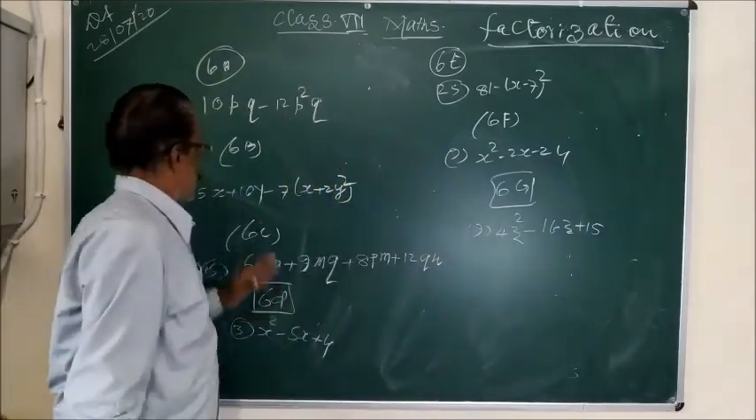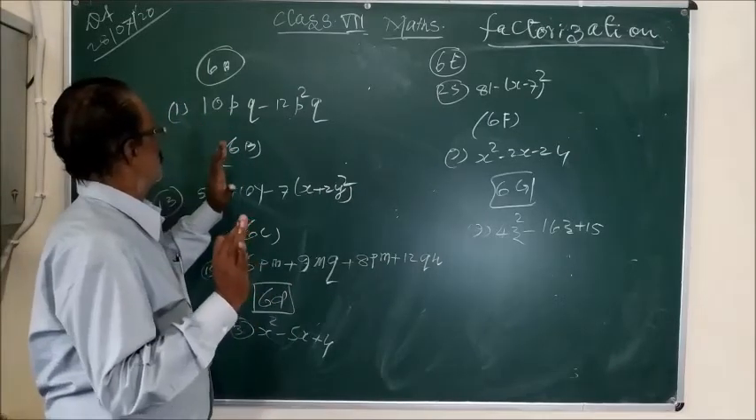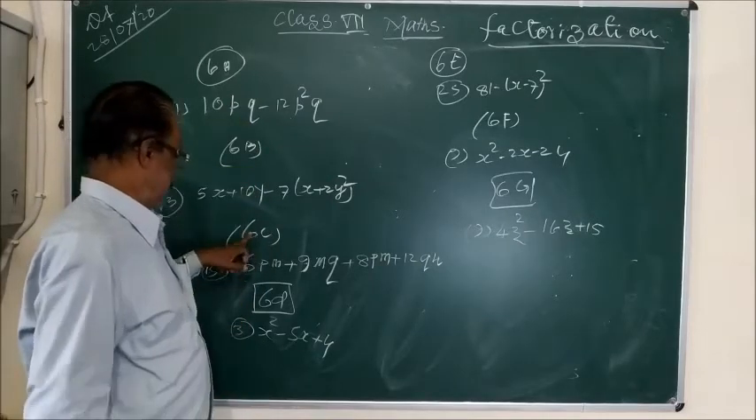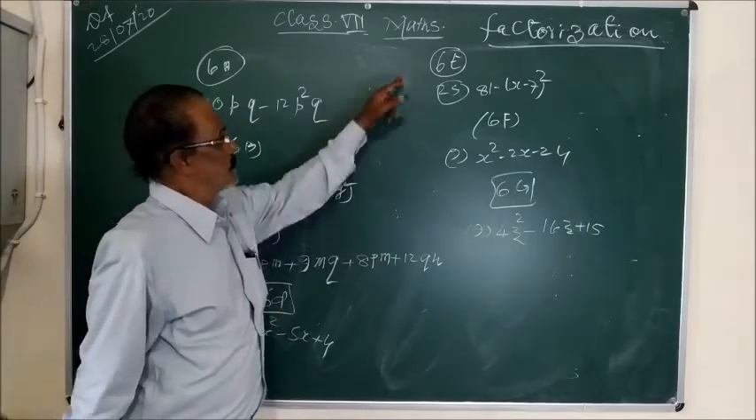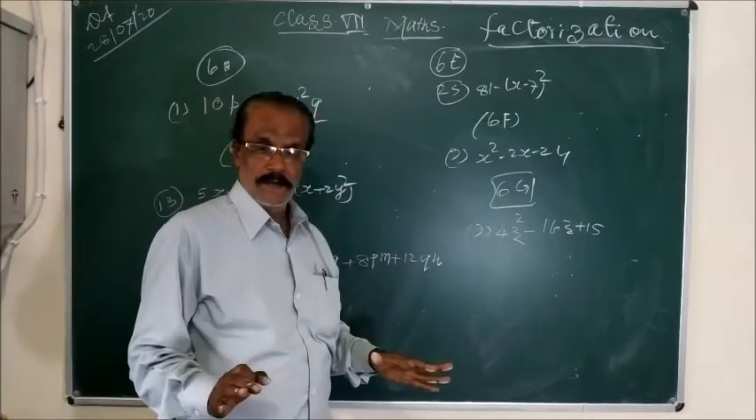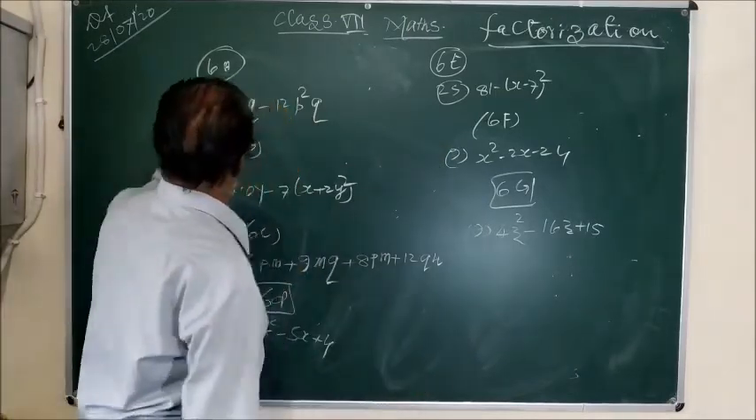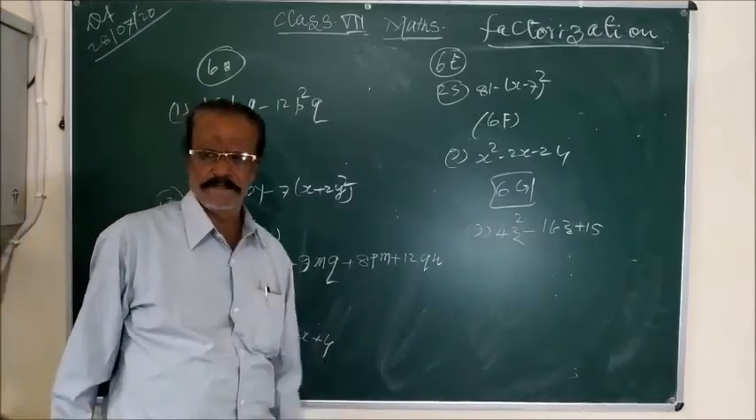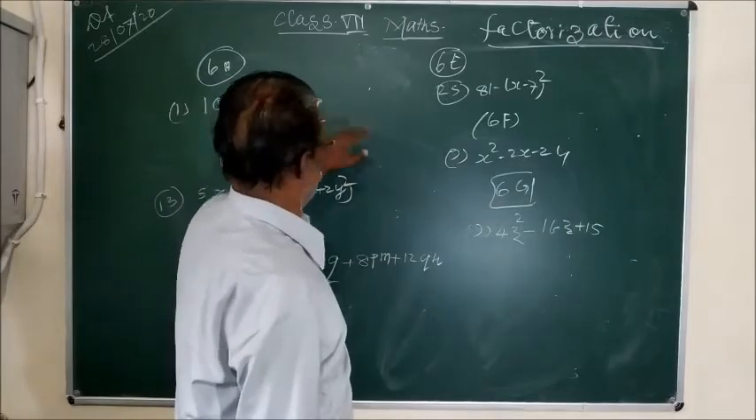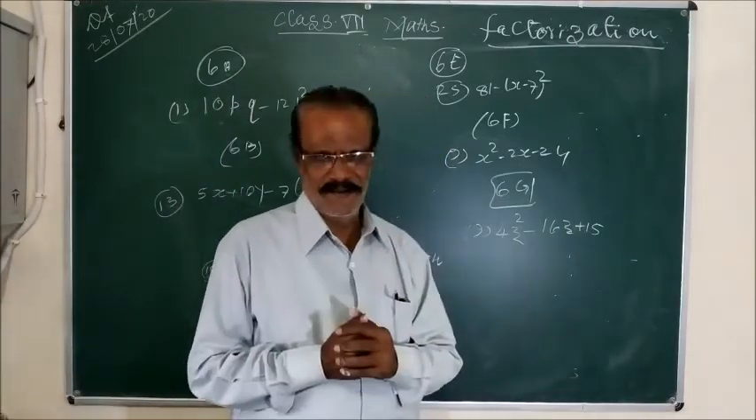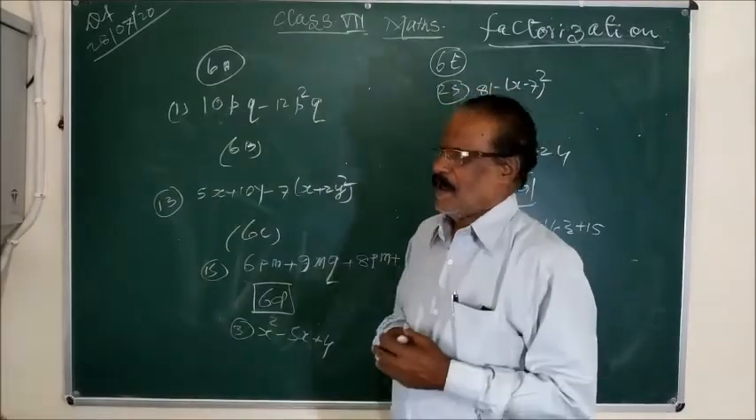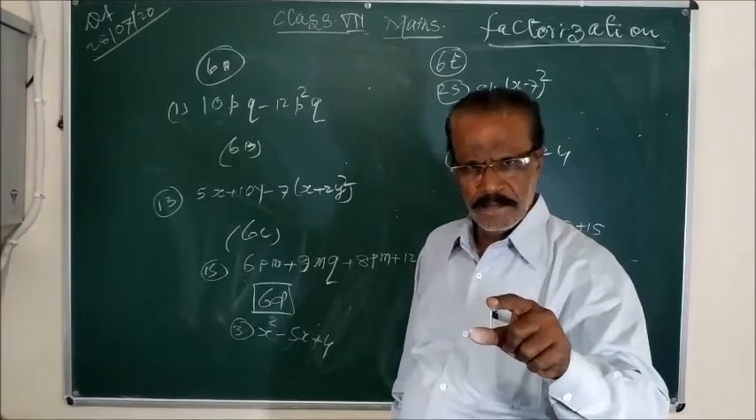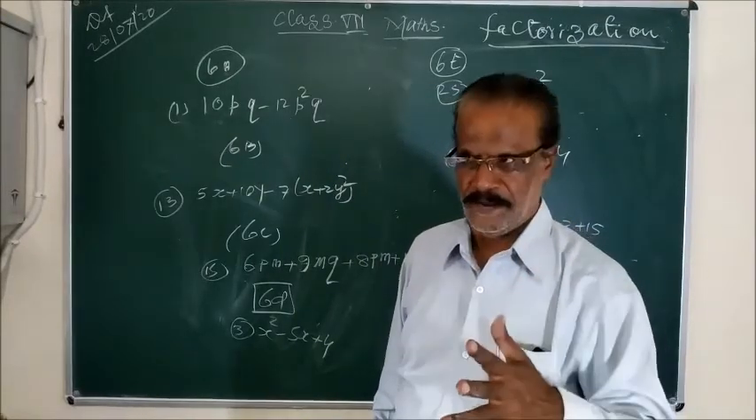different types of questions. I have taken one question from each exercise: 6a, 6b, 6c, 6d, 6e, 6f, 6g. Now you see question number 1. I have explained how you will factorize a binomial by taking common. Common means the terms which are in both given expressions.